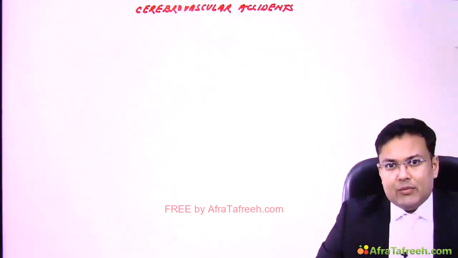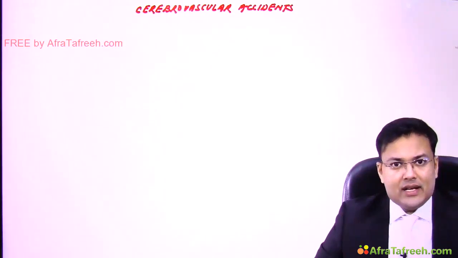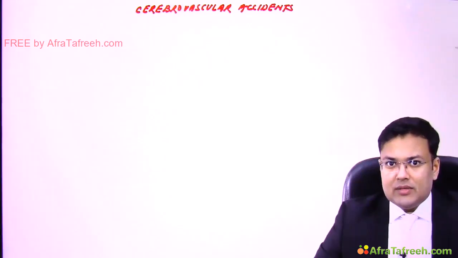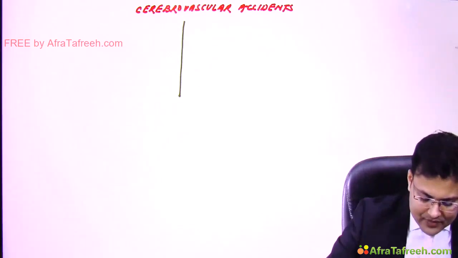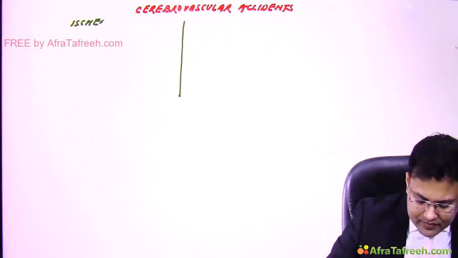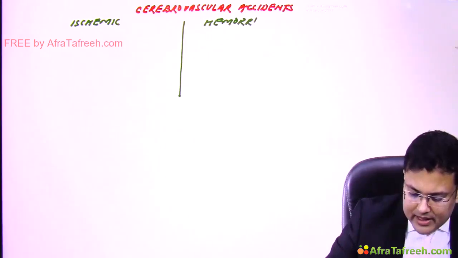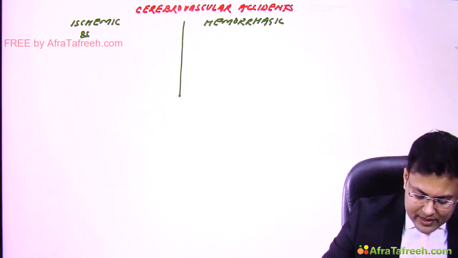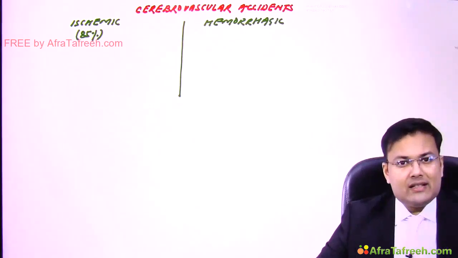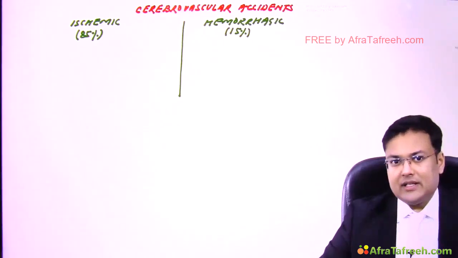Now we are going to discuss cerebrovascular accidents. So first, see what are the causes of cerebrovascular accidents. Ischemic causes are responsible for 85% cases, and hemorrhagic causes are responsible for 15% cases. Okay, so see what are the causes of cerebrovascular accident. First, ischemic causes. Clear? And the second is hemorrhagic causes. Ischemic causes, these are responsible for 85% cases of cerebrovascular accidents, and hemorrhagic causes, these are responsible for 15% cases, right?